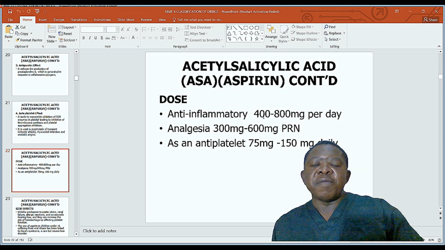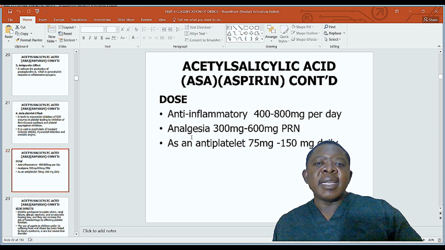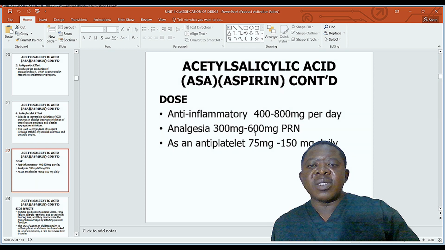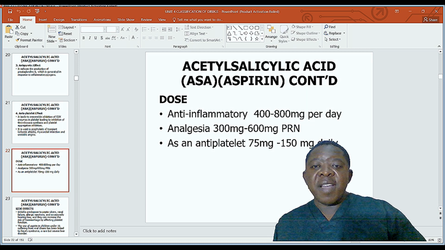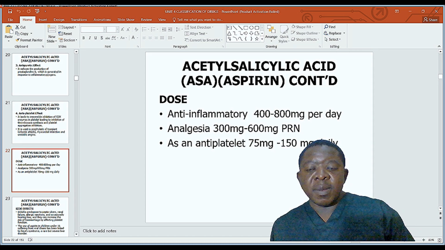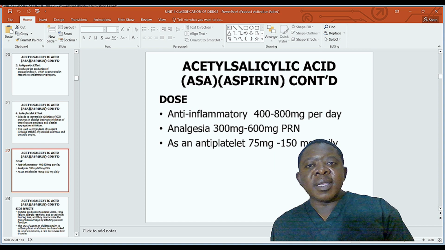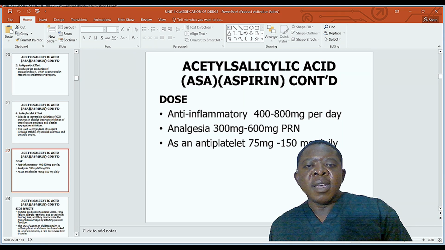As anti-inflammatory, you can give 400 to 800 milligrams per day. As an analgesic, you can give 300 to 600 milligrams PRN, and as an antiplatelet, you can give 75 milligrams to 150 milligrams. This we give to prevent a stroke, so you can give it as an antiplatelet.